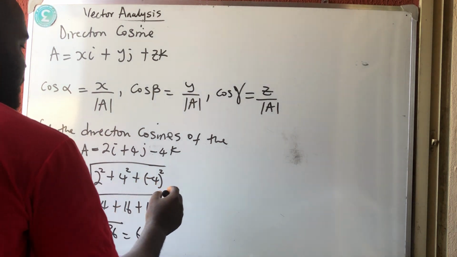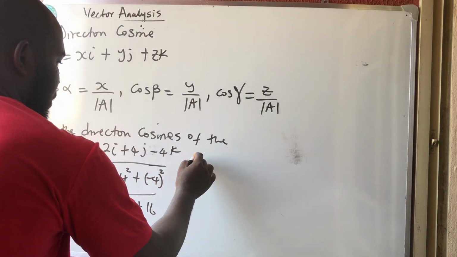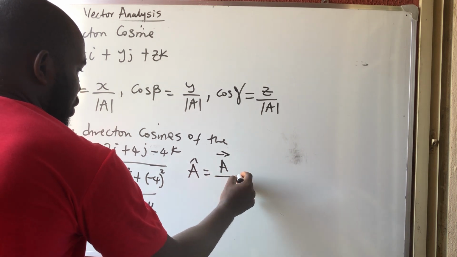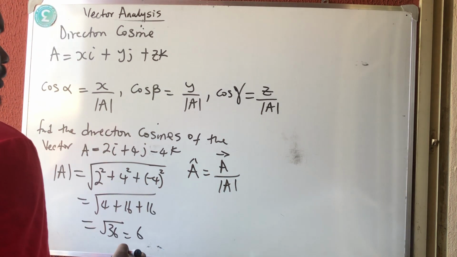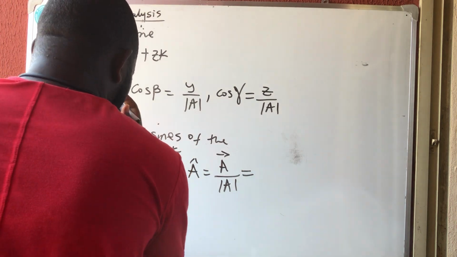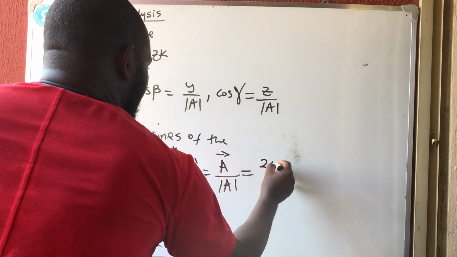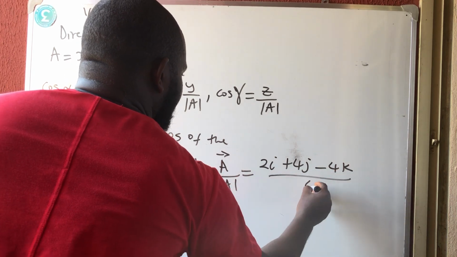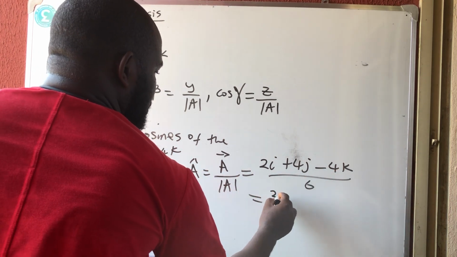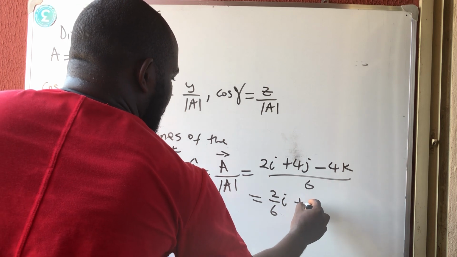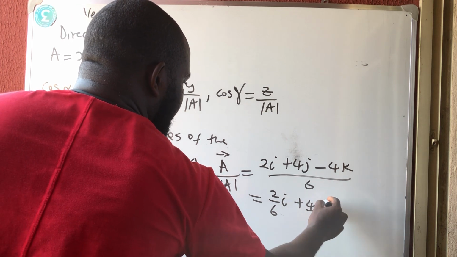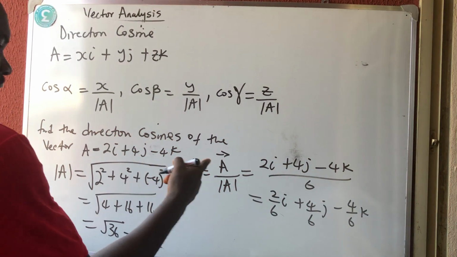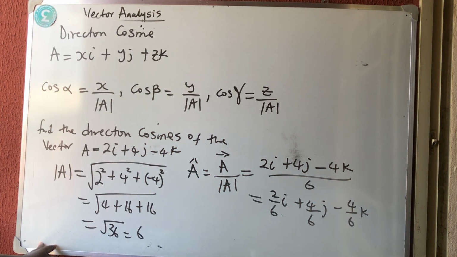So I have the square root of 36, which is equal to 6. Now, the unit vector of this vector is equal to the vector itself all over the magnitude of that vector. So it is equal to 2i plus 4j minus 4k all over 6. I can share it so that it becomes 2 over 6 i plus 4 over 6 j minus 4 over 6 k.